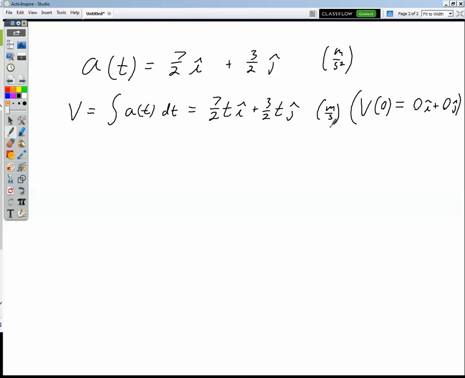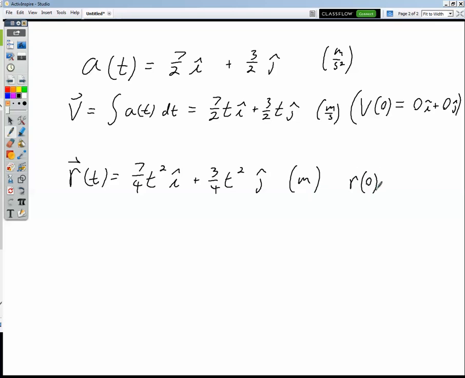We could integrate again to get our position function at any time t. And that would be 7/4 t squared i hat plus 3/4 t squared j hat, and the unit here is going to be in meters, assuming that my initial condition is r at time 0 is equal to 0 i plus 0 j.